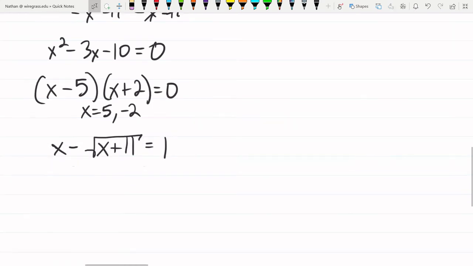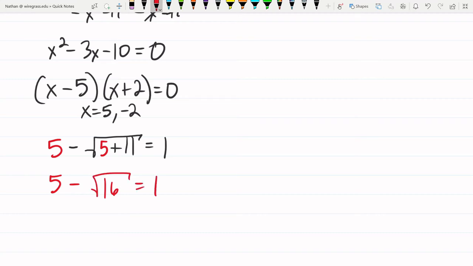Okay, so let's plug in 5. This gives us 5 minus the square root of 5 plus 11, which is 16, equals 1. The square root of 16 is 4. And 5 minus 4 does in fact equal 1. So that solution checks out.